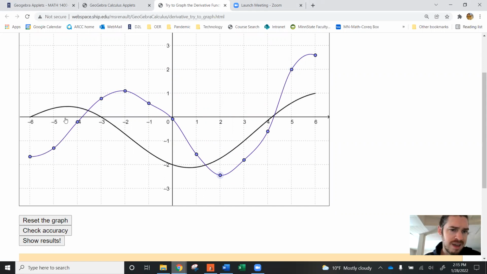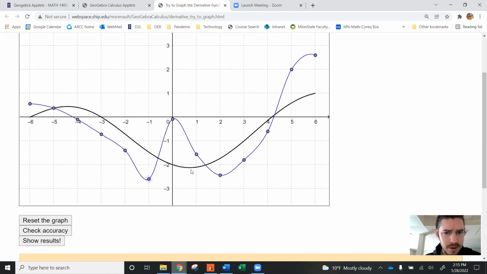So we need it to cross the x-axis. It's going to go from positive, because it's increasing, so I'll move it up above the x-axis to negative. It's going to be negative over here because, as you can see, the black graph is decreasing on this section here. I'm bringing these down, making them negative.